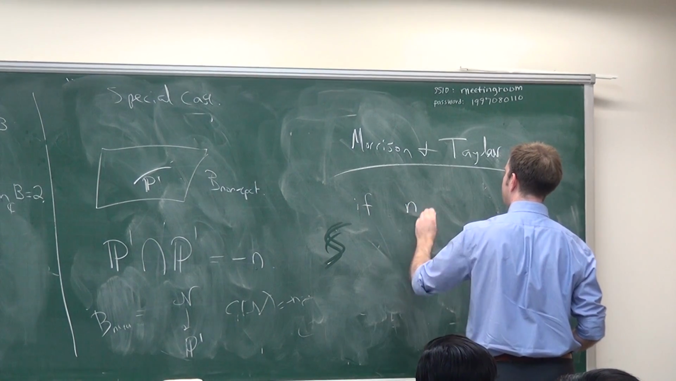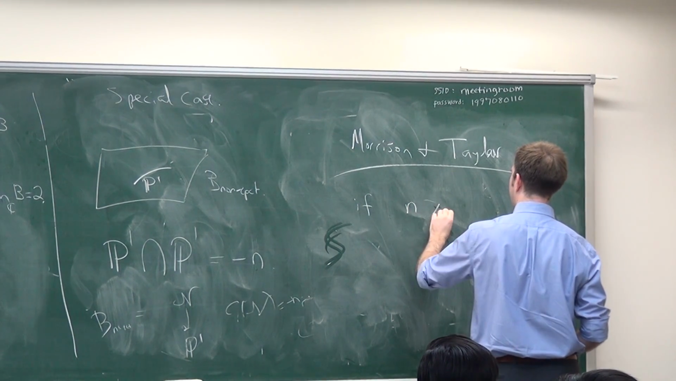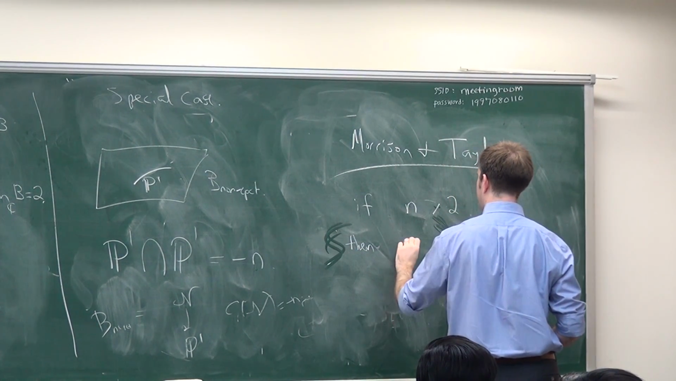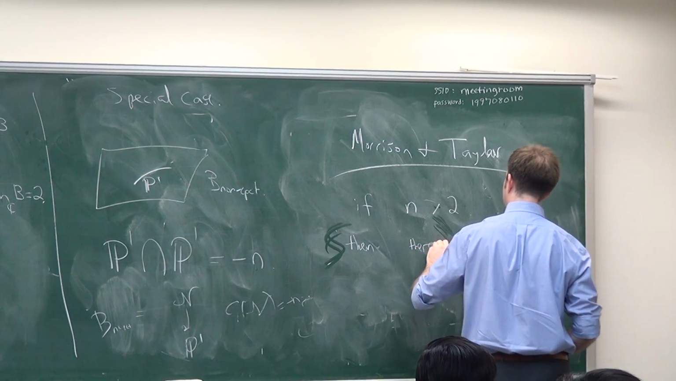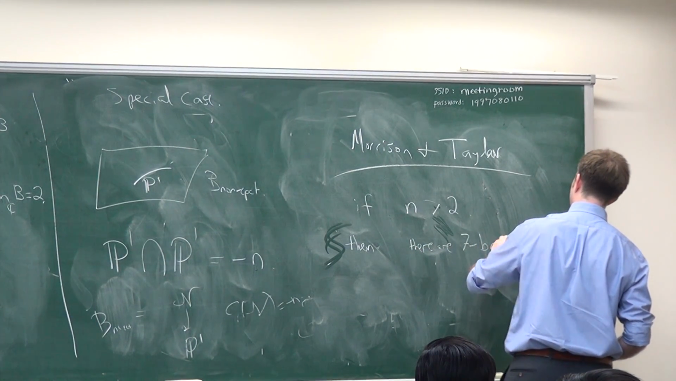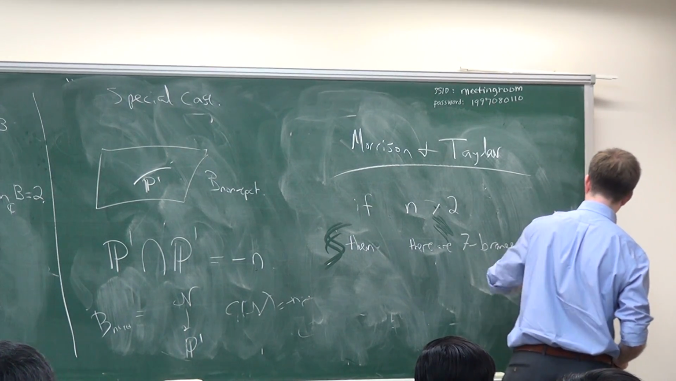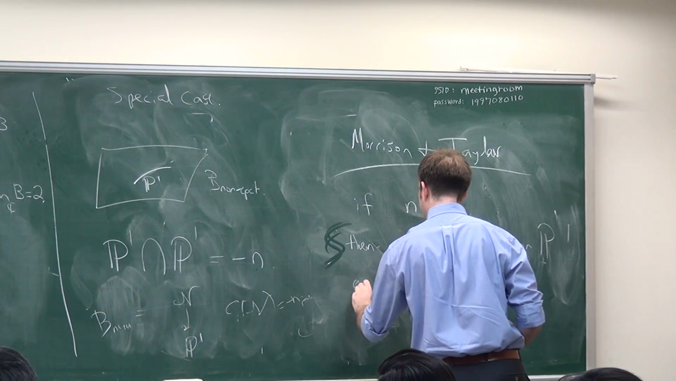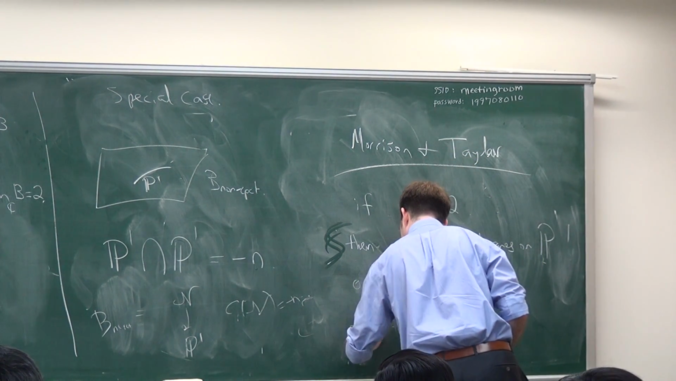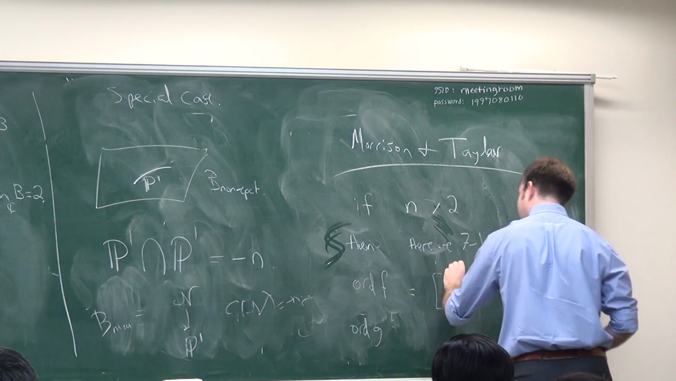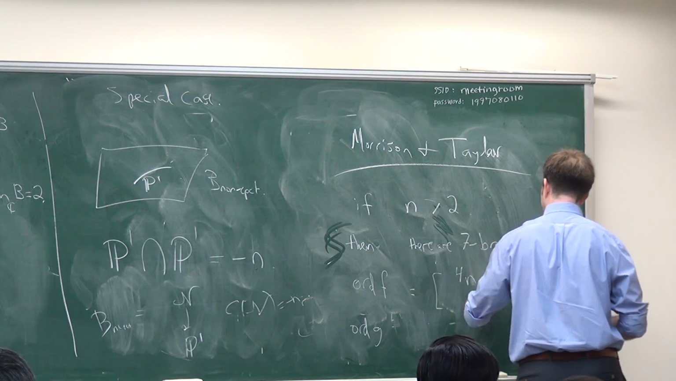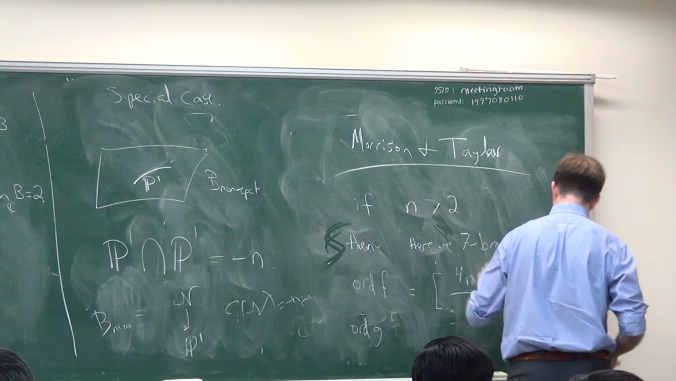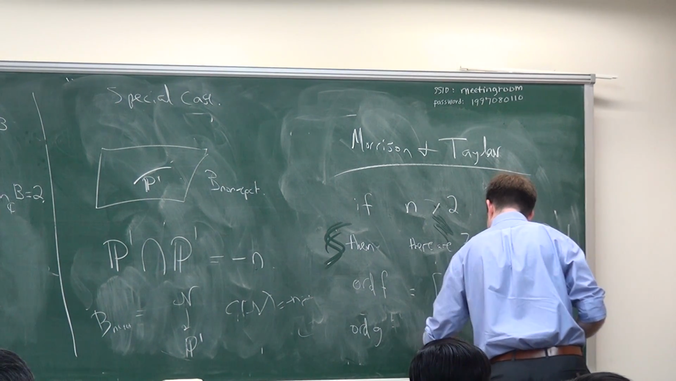If n is greater than 2, then there are singularities on P1. And in fact, you can calculate the order of vanishing for F and G. I did this on the airplane, so I hope I get it right. Probably not. But you can look up the exact formula in Morrison and Taylor. This just means rounded up.